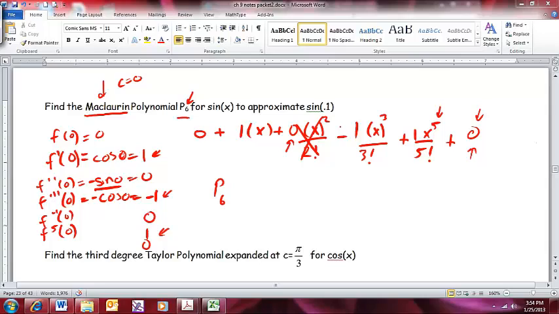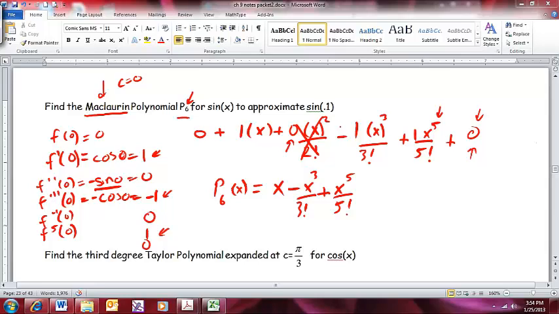So p sub 6 of x, our sixth degree Taylor-Maclaurin polynomial, would be x minus x cubed over 3 factorial plus x to the fifth over 5 factorial. And that's true for every single Maclaurin polynomial centered around 0 for sine of x. Now, if I want to go further, I'm hoping we see that the next one would be minus x to the 7 over 7 factorial. Keep going, plus x to the 9 over 9 factorial.